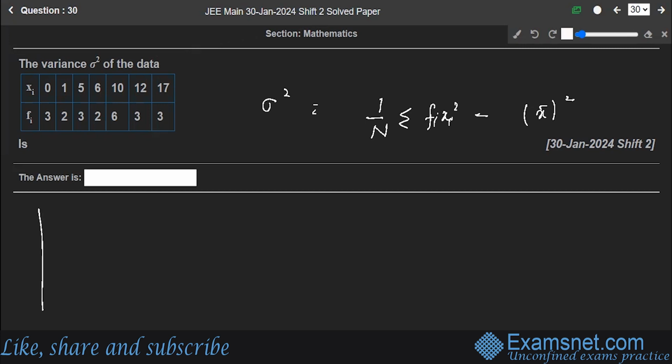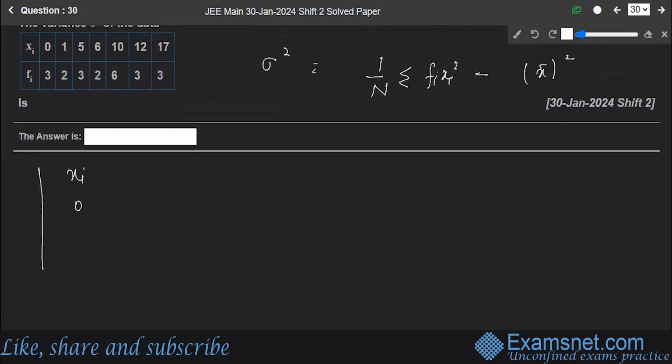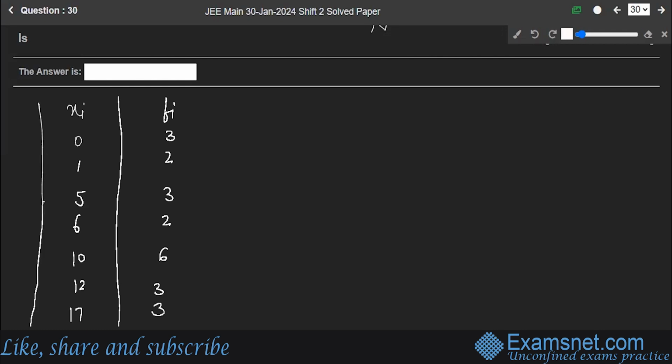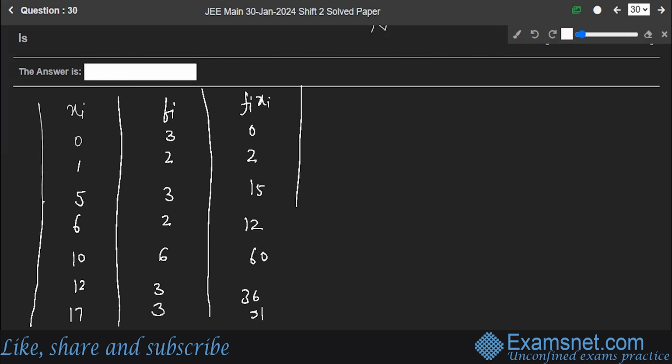Let's make the table for this. First, you are having xi: 0, 1, 5, 6, 10, 12, and 17. Let's write down the corresponding frequency. fi is given as 3, 2, 3, 2, 6, 3, 3. And corresponding fixi, let's multiply: 0, 2, 15, 12, 60, 36, and 51.